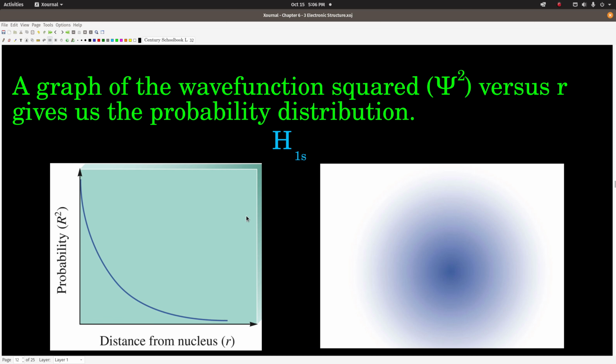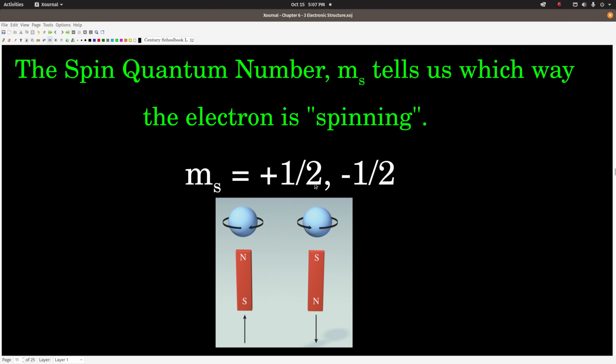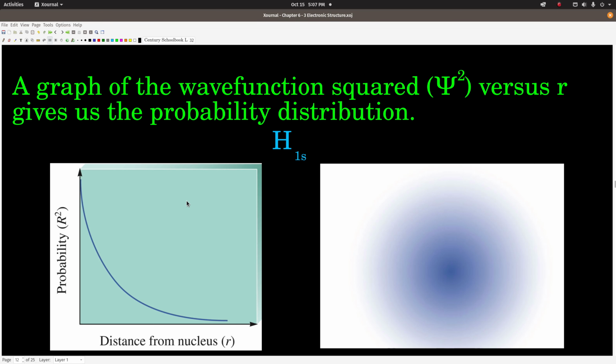So the m sub s can only have two values, plus 1/2, minus 1/2. So let me just make sure, that's what I'm saying here. It has to be either plus 1/2 or minus 1/2. We don't care which one at this level.